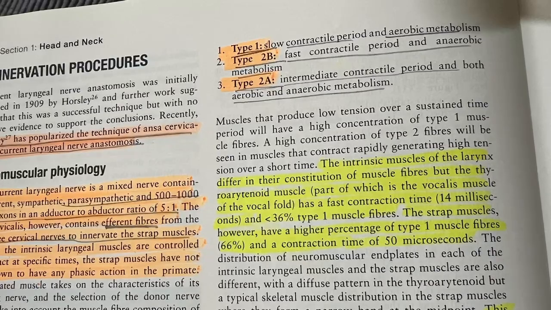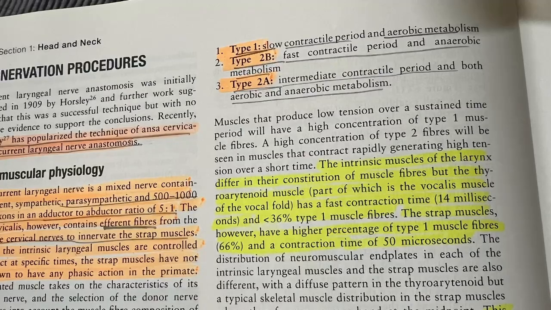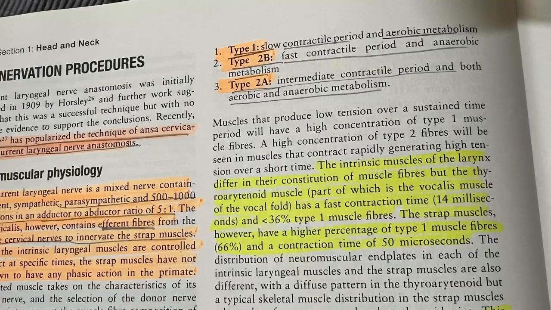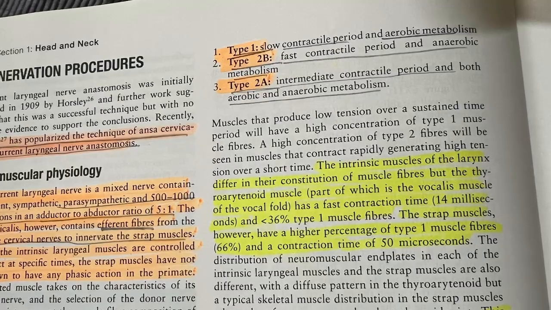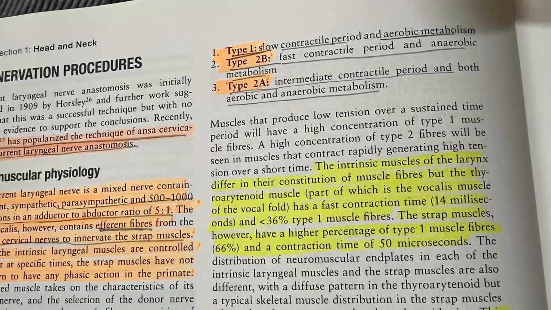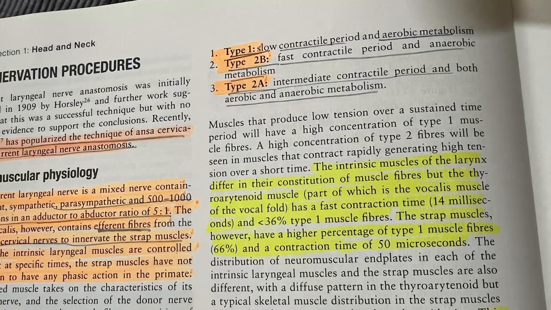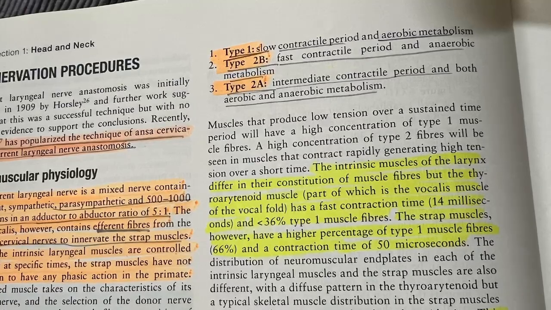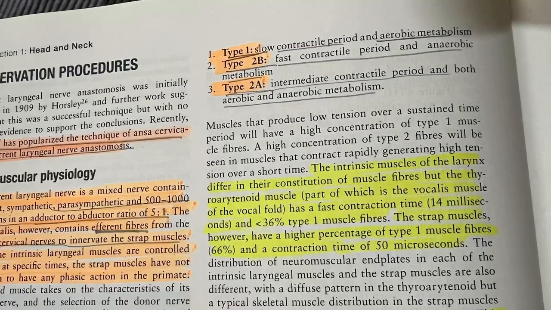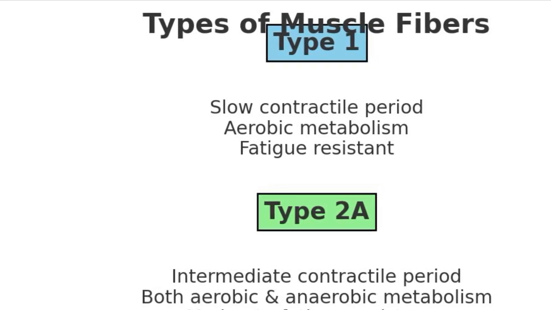The recurrent laryngeal nerve is a mixed nerve containing efferent, sympathetic, and parasympathetic fibers and 500 to 1000 motor axons, and the adductor to abductor ratio is 5 to 1. The ansa cervicalis, however, contains efferent fibers from the first three cervical nerves, C1, C2, C3, to innervate the strap muscle, whereas the intrinsic laryngeal muscles are controlled to contract at specific times. The strap muscle has not been seen to have any phasic action in primates.